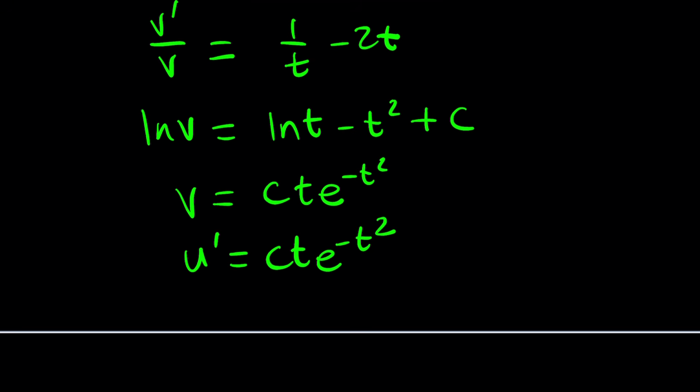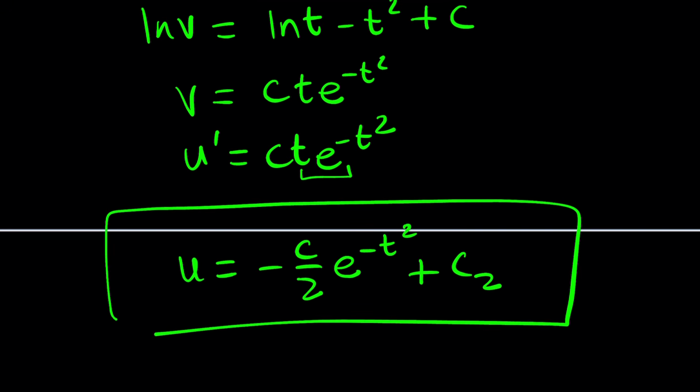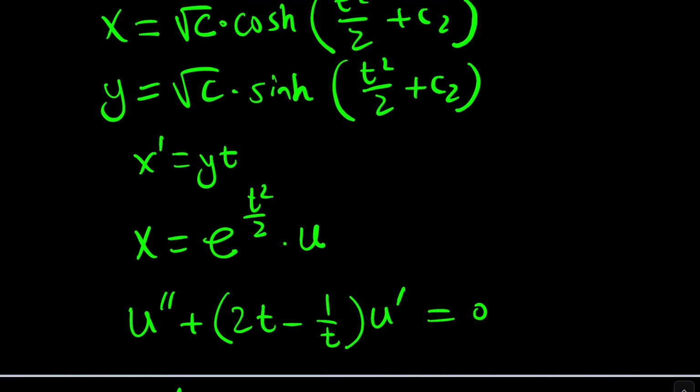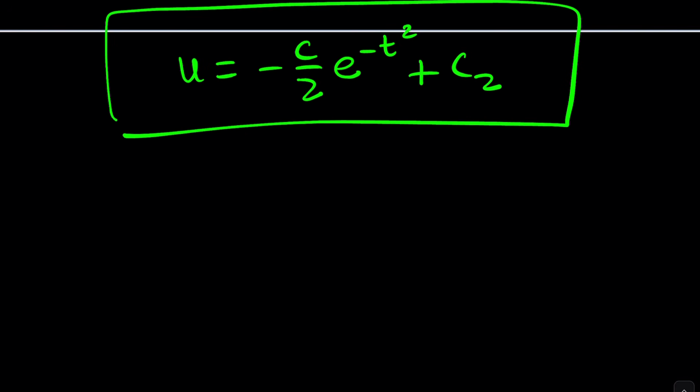And now what are we going to do with this? We have to integrate both sides again. And it's easy because if you think about this by u substitution, not this u, but another u, you're going to get u equals negative c over 2 times e to the power negative t squared plus another constant. Oops, I meant this constant like here. Let's call that c2. Now, this is u. And if you remember, we had assumed that x is going to be in this form. So we can go ahead and substitute that. And that'll give us the answer for x.